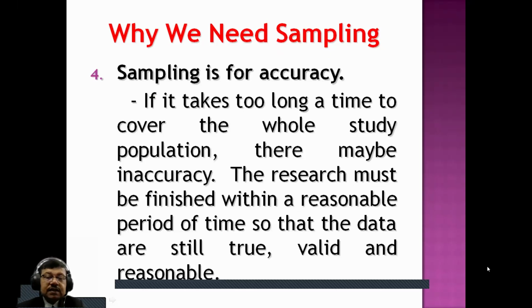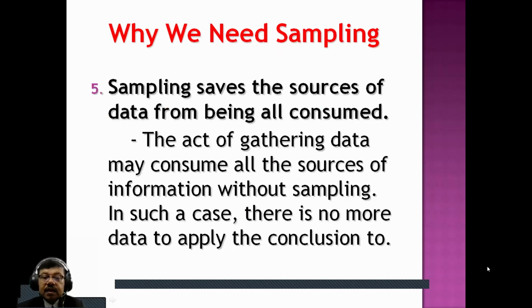Sampling is for accuracy. If it takes too long a time to cover the whole study population, there may be inaccuracy. The research must be finished within a reasonable period of time so that the data are still true, valid, and reasonable. Sampling also saves the source of data from being all consumed.